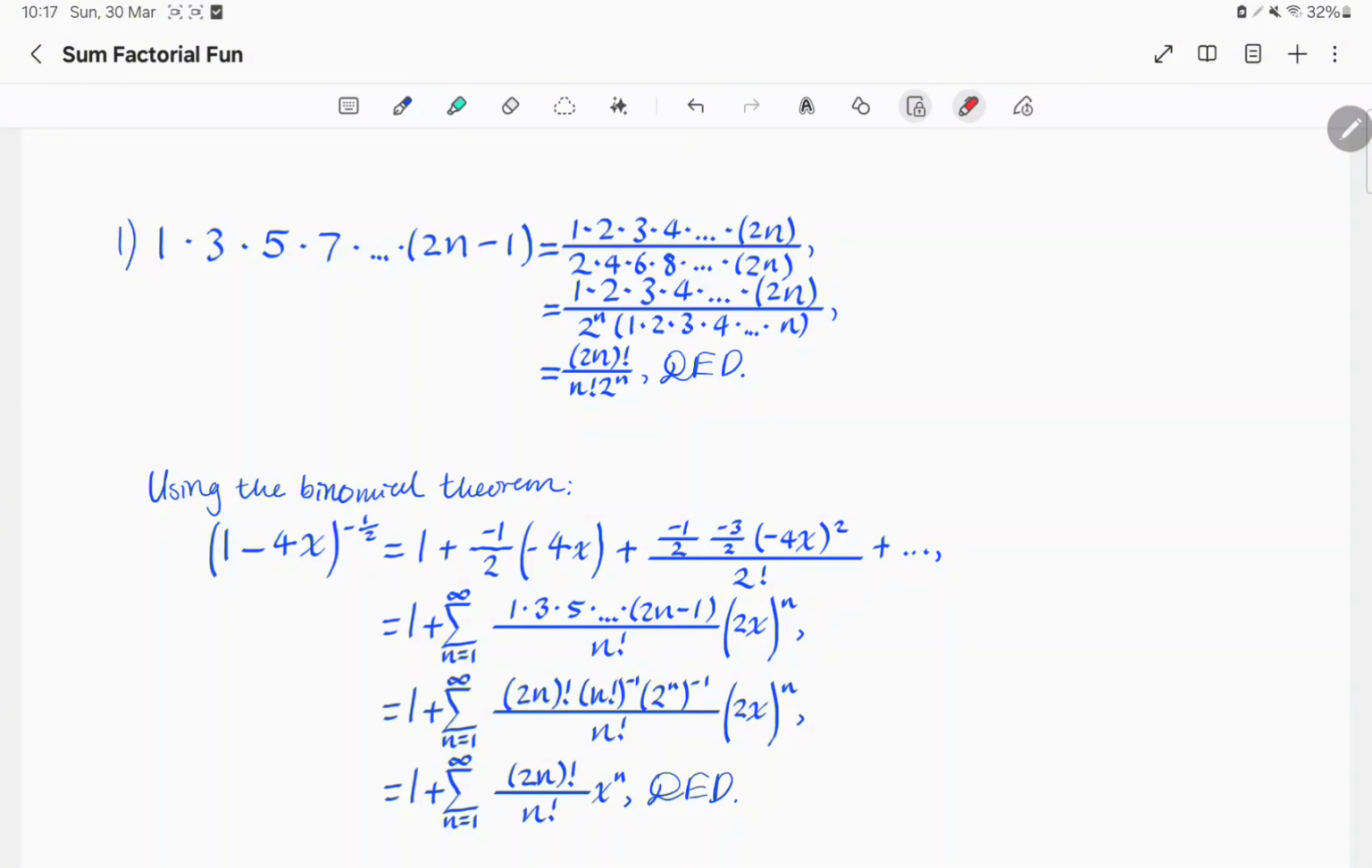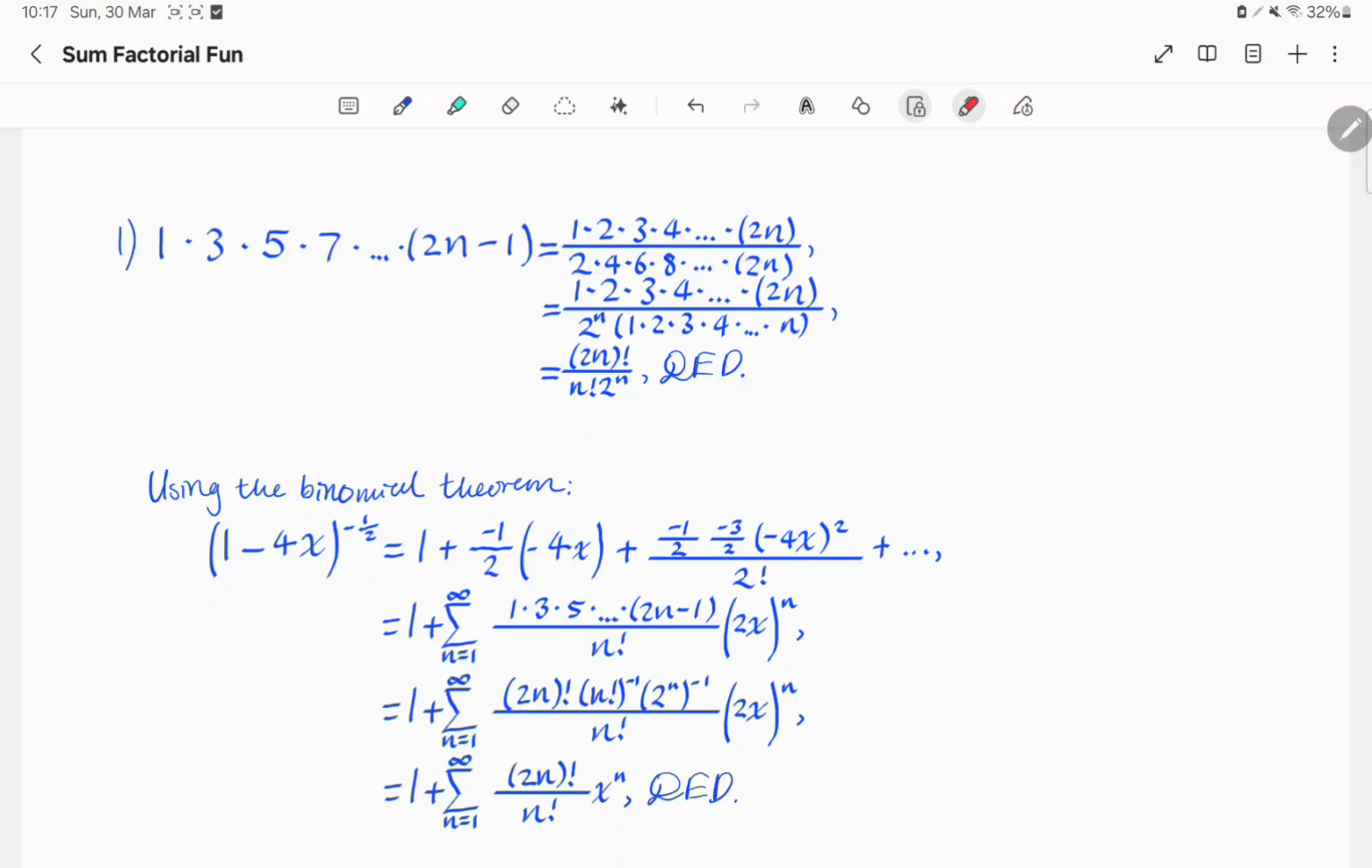We may now use the binomial theorem to expand 1 take 4x to the negative 1/2, and this is valid for all modulus x less than 1/4. This expands to 1 plus negative 1/2 of negative 4x plus negative 1/2 multiplied by negative 3/2 multiplied by negative 4x all squared all over 2 factorial and so on.